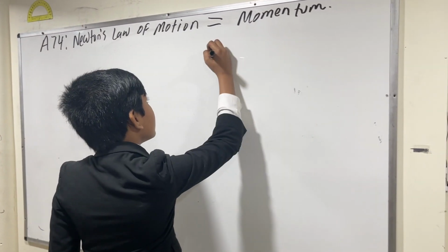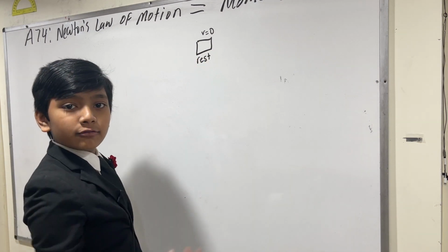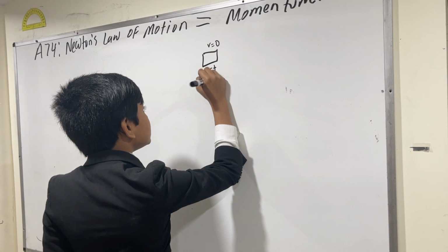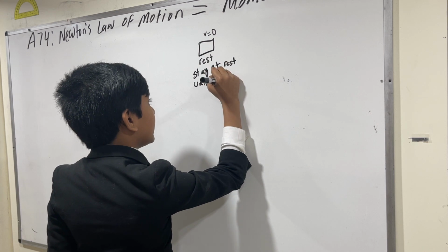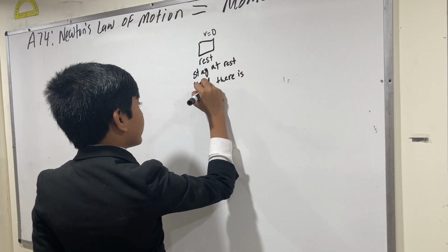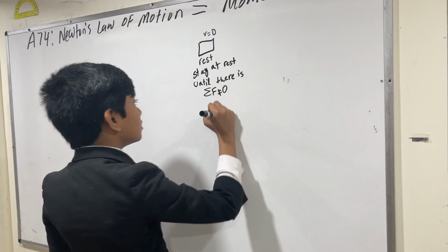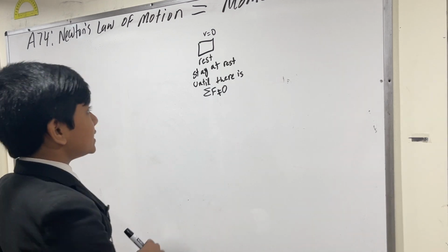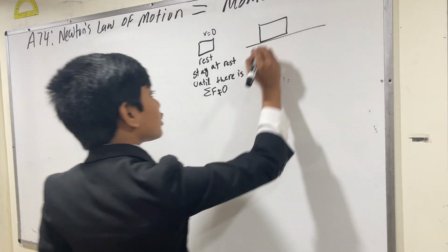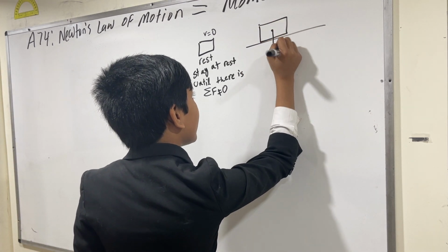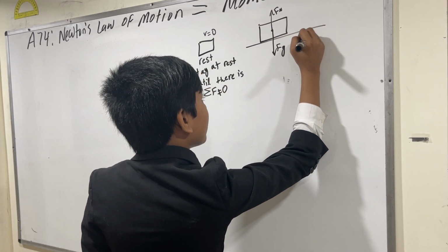that if an object is at rest, it will stay at rest until there is an unbalanced force. Or in other words, sigma F is equal to 0 or not equal to 0. For example, when a box is just sitting on the floor, there are 2 forces acting on it, Fg and Fn. Since those forces cancel out, sigma F is equal to 0.